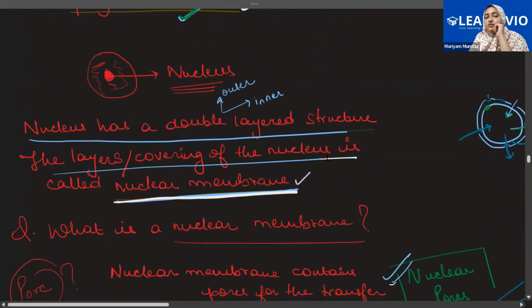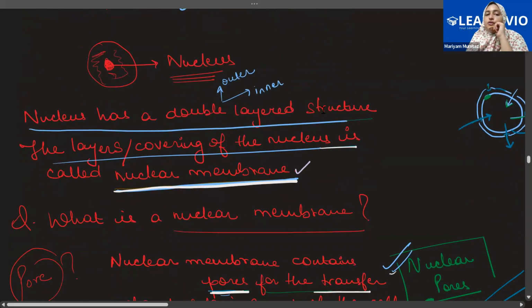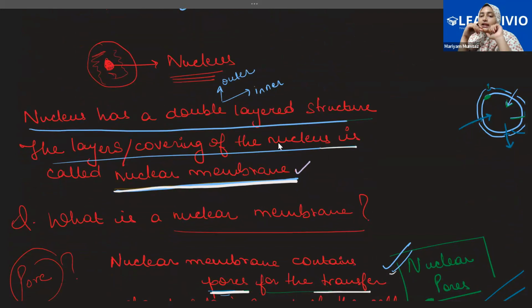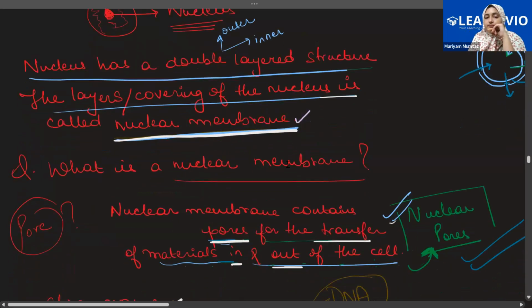Now coming on to the structure of the nucleus. The nucleus has a double layered structure. Double layered means it has two layers surrounding it. One will be an outer layer and one will be an inner layer. The layer or the covering of the nucleus is called the nuclear membrane. Just like how plasma membrane was a covering surrounding the cell, the covering surrounding the nucleus will be the nuclear membrane.